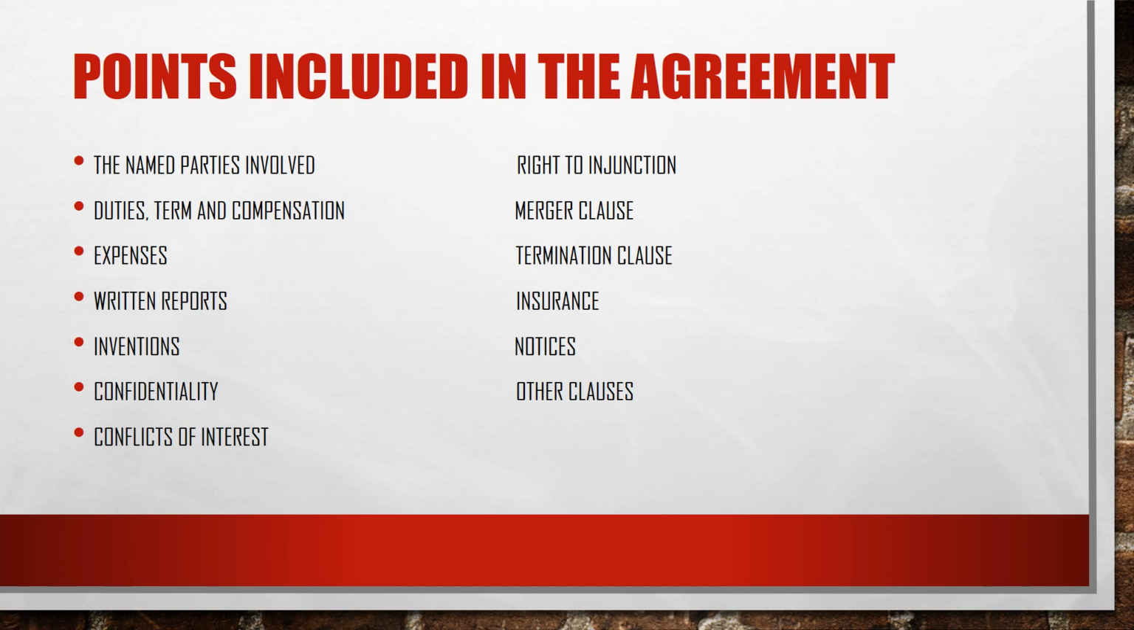First, of course, both the parties' names that are involved in the agreement need to be clearly labeled and included. There's also going to be a section about the duties, the terms and compensation that will be exchanged. Duties would be the type of work that's being done, the length of time that it's typically going to take to perform that duty, and then the amount of money that it's going to cost to have that duty performed.